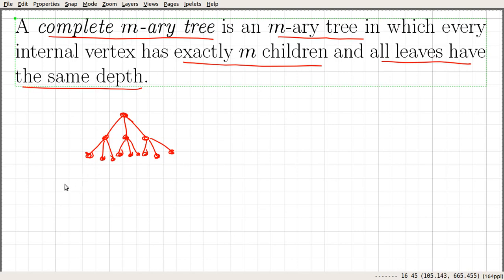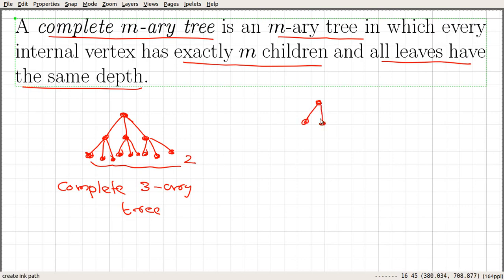Okay, so this is a complete 3-ary tree. Every internal vertex has exactly 3 children and all leaves have the same depth. If you look into the leaves here, all the leaves are at depth 2. Okay, so let me give an example of a 3-ary tree that is not complete.